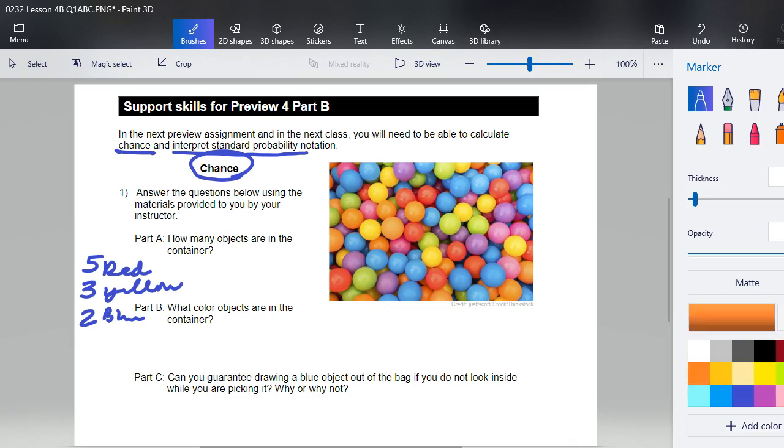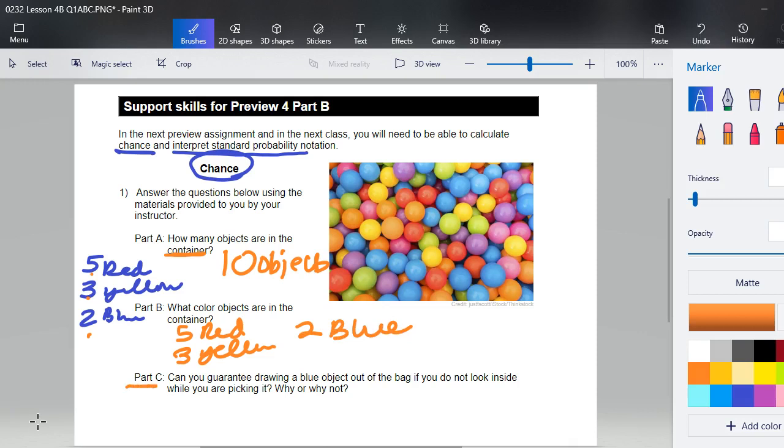So to answer the questions using the materials provided by your instructor, well, I just asked you to make them. How many objects are in your container? If there are 5 red, 3 yellow, and 2 blue, we have 10 of whatever objects you gathered. What color objects are in the container? We have 5 red somethings, 3 yellow somethings, and 2 blue somethings.